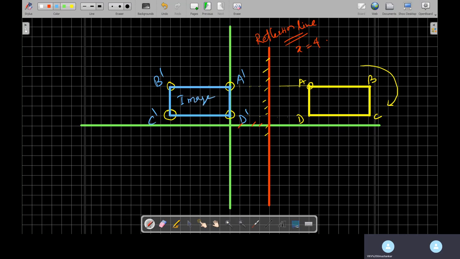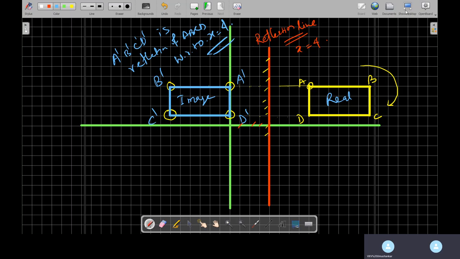This is your image, and this is your original or real picture, right? So you have to write that A, B, C, D, okay? And A dash, B dash, C dash, and D dash is the reflection of A, B, C, D with respect to x equals 4. Because based on x equals 4 only, you made this reflection. Okay, so each and every time you have to be careful about what the reflection line is. This reflection line will be important when you are going to reflect an image.